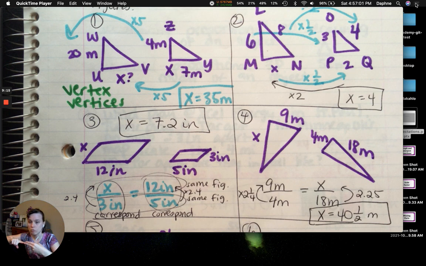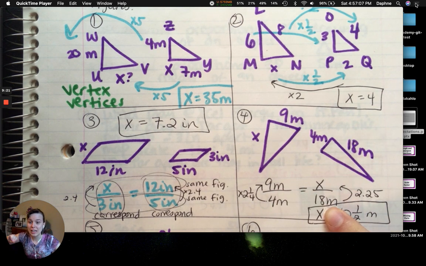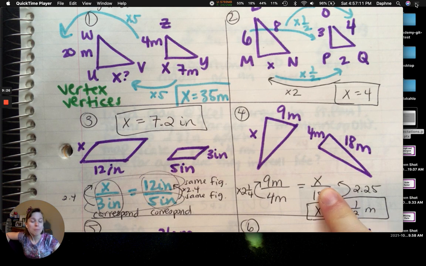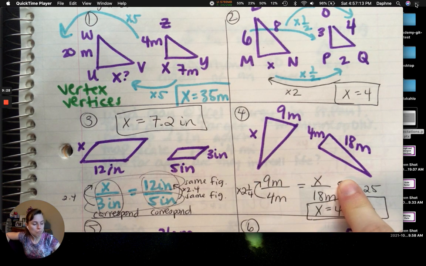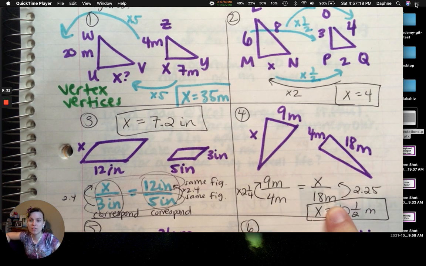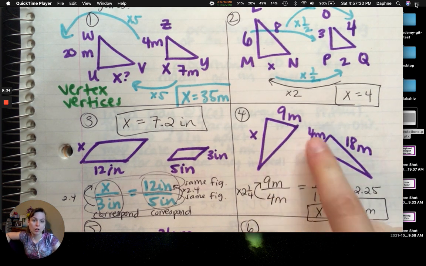Shake your head no. Go along with me in the video. Shake your head no. Okay? So that means 9 and 18 should never be in a line with each other. Instead, 9 meters is compared with x because they are in the same figure. 4 meters and 18 meters are in a line because they're in the same figure. So make sure you have correspond.